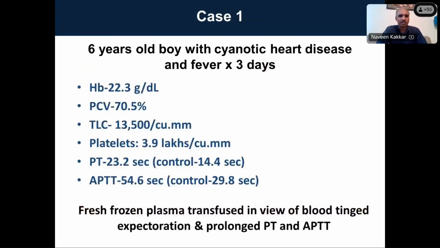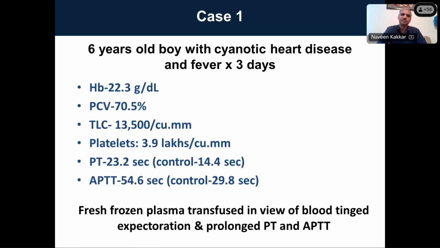Dr. Preeti, what do you make of this case? A 6-year-old boy with cyanotic heart disease and fever for 3 days. Hemoglobin is raised, PCV is raised, TLC shows mild leukocytosis, platelets are slightly on the higher side but within normal limits, and both PT and aPTT are deranged. He has blood-tinged expectoration also, and because of that, fresh frozen plasma has been transfused. What is your opinion on this case?